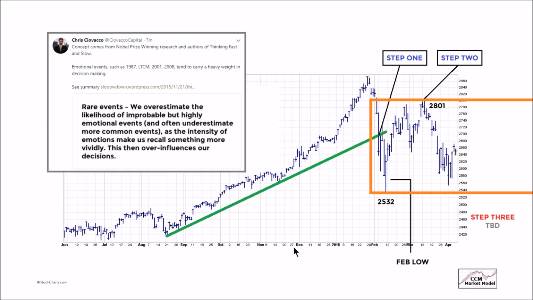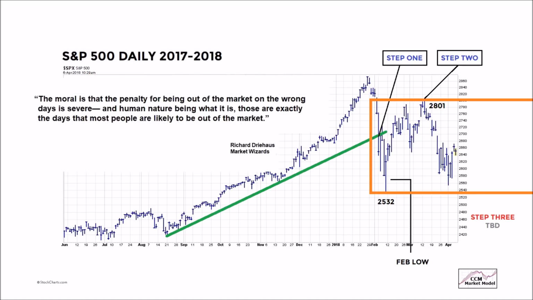And as the 1998 example showed us, it's dangerous for us to extrapolate and say we know what's going to happen here. We're in a downtrend, even though we don't even have step 3 yet. We could convince ourselves we're in a downtrend and we know that price is going to move in this direction. Why is that so dangerous? Because when you're near an inflection point, and human nature being what it is, those are exactly the days that most people are likely to be out or get out of the market. And the penalty for being out of the market on the wrong days can be severe. And we've already shown that mathematically and historically.